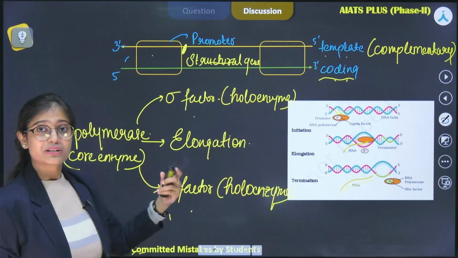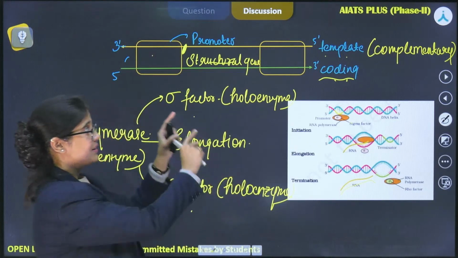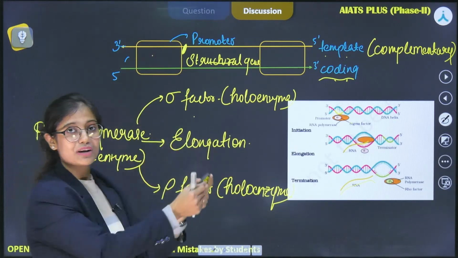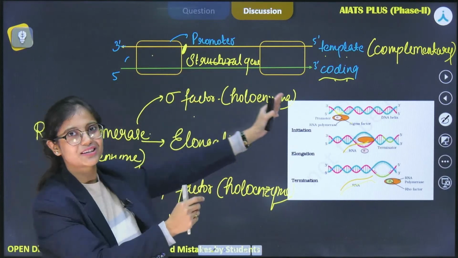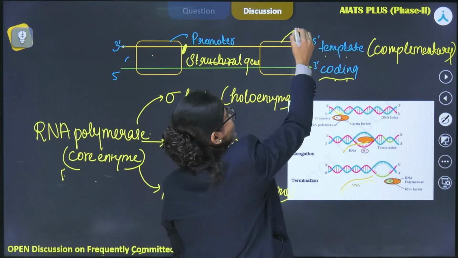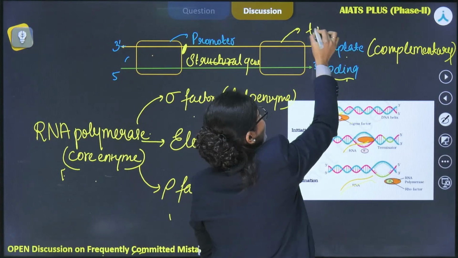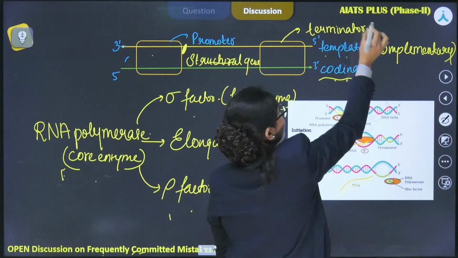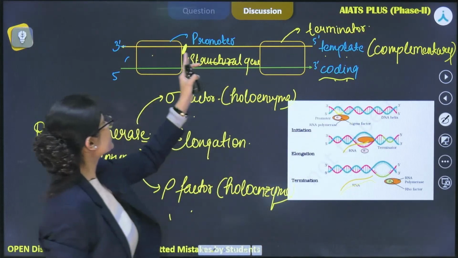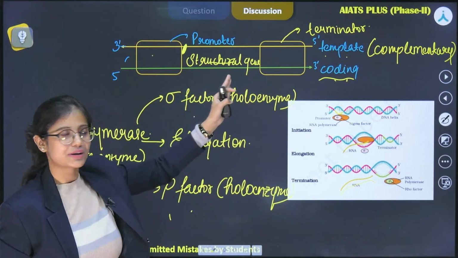On this also certain question has been asked. The representation of transcription unit will be given and you will be asked that ये structure क्या है और ये structure क्या है. This is terminator. Remember that promoter is present upstream to 5 prime strand.